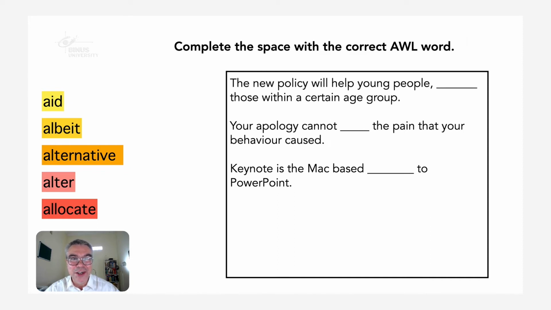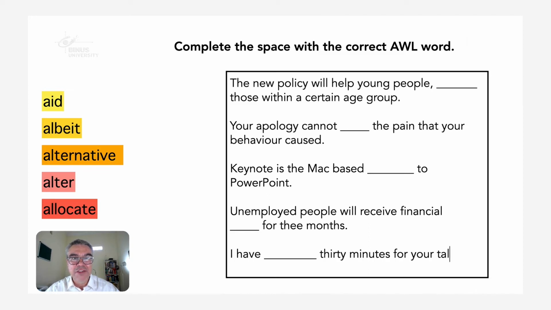Okay, let's carry on. Sentence number 4. Unemployed people will receive financial blank for 3 months. And the last sentence, I have blank 30 minutes for your talk. Think about these sentences, fill in the spaces with the correct AWL word. If you need more time, please pause the recording here.